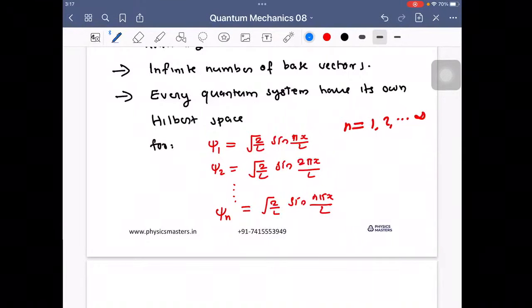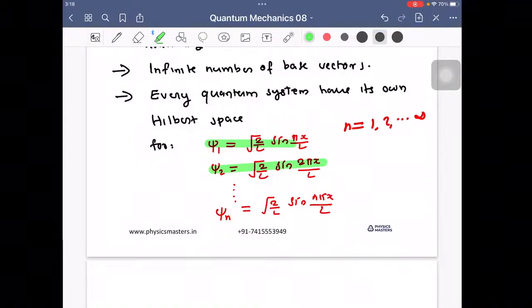Now look, in the three-dimensional Euclidean space, we have i cap, j cap, k cap. These are 3 base vectors in the 3D Euclidean space. In the Hilbert space of the infinite potential box, psi 1 is one of its base vectors, psi 2 is another base vector, psi 3 is another, psi 4 is another, and you can go like this up to infinity. Just like in three-dimensional Euclidean space there are 3 base vectors because it is a three-dimensional space, in the Hilbert space we have an infinite number of bases: psi 1, psi 2, psi 3, etc.